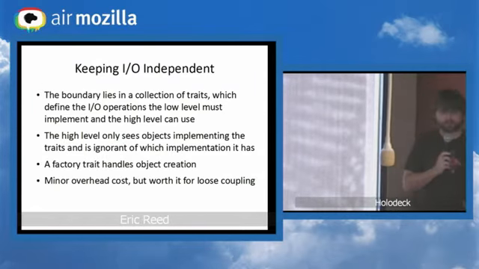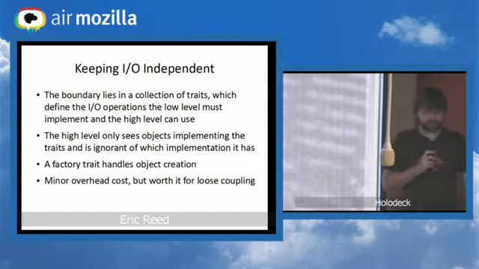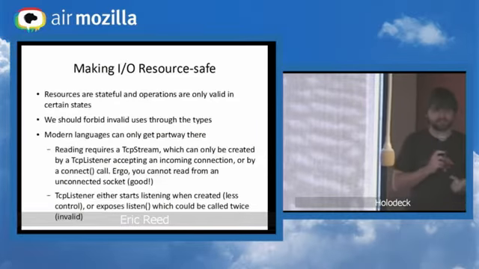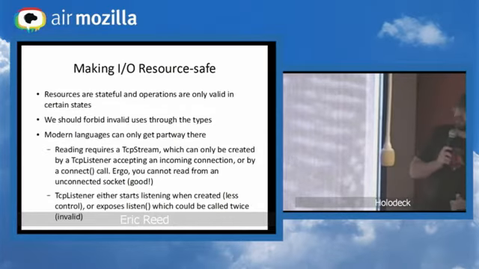And it gives us a little bit of overhead because the trait objects use dynamic dispatch when you call things like read ultimately, but it's worth it for the loose coupling that we gain. So now our I/O system is independent of its implementation. It's cross-platform, it's non-blocking, but we still need to make it resource safe.